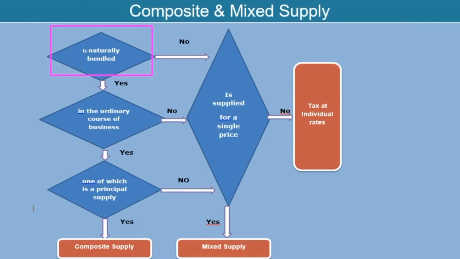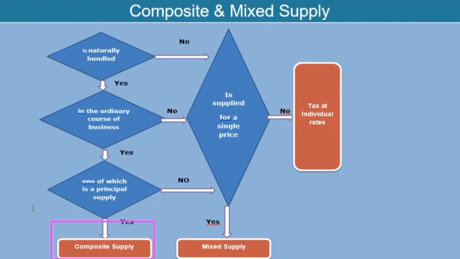If the answer to the first checkbox, the first condition, is yes, then check the next condition. Is it in the ordinary course of business? It means these two supplies, like an AC and service of installation. If the answer to this question is also yes, then go for the third checkbox. One of which is a principal supply. One of them is the predominant supply and the other one is ancillary to it. If the answer to this question is also yes, then that becomes a composite supply.